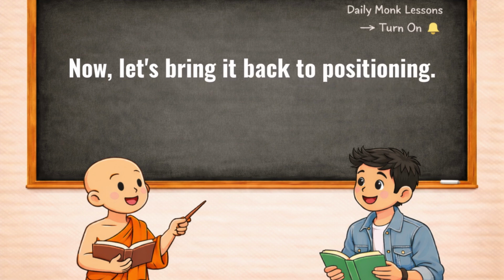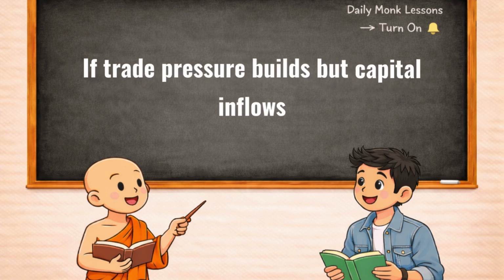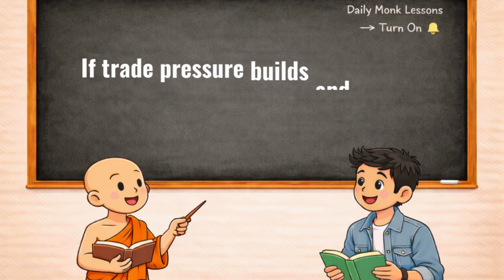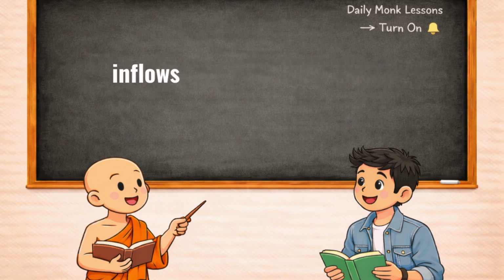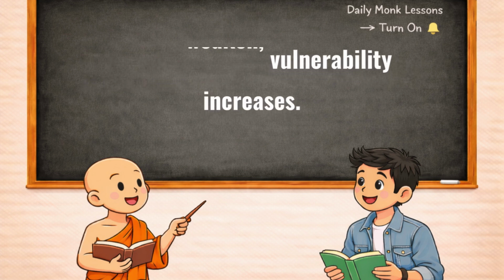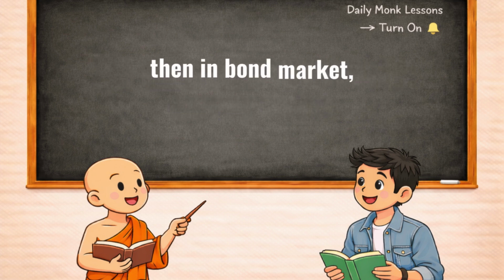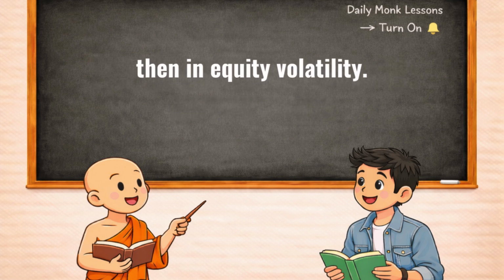Now, let's bring it back to positioning. If trade pressure builds but capital inflows remain strong, stability holds. If trade pressure builds and capital inflows weaken, vulnerability increases. That vulnerability reflects first in the currency market, then in the bond market, then in equity volatility.